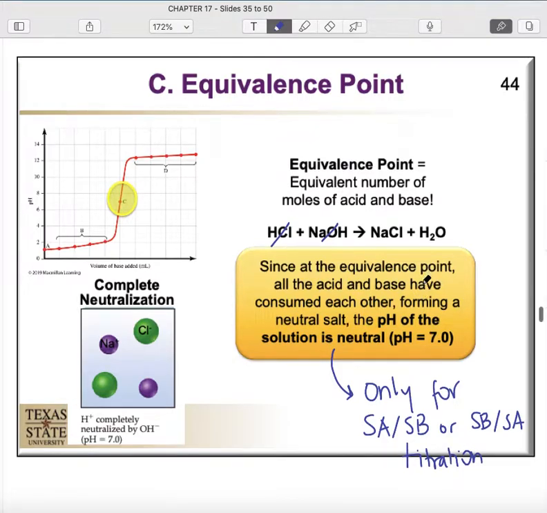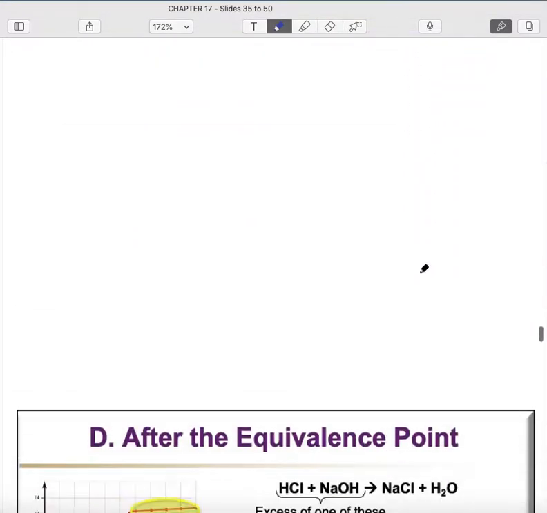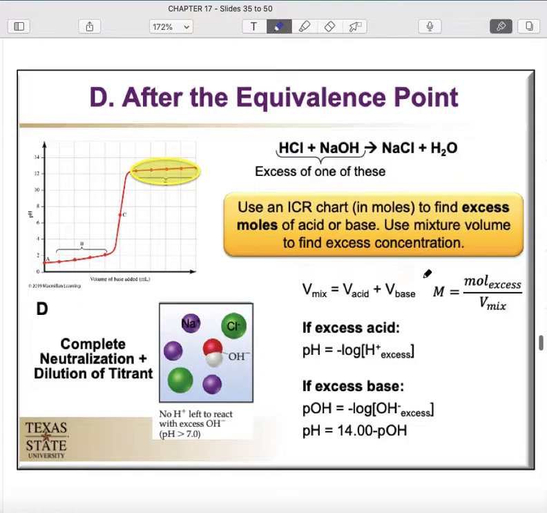All right, after that we have the last stage, which is D, which is what happens after the equivalence point. Remember that once you got to the equivalence point, you completely consumed the hydrochloric acid, but you kept adding more base. So now you're going to have an excess of the sodium hydroxide. Because of that, we need to find out the number of moles of that excess substance that we have. To do that, the easiest way is to set up an ICR chart, which is basically a table to do a counting of the moles of the substances that we're starting with, how much we're adding, how much gets consumed, and how much is left as a result.